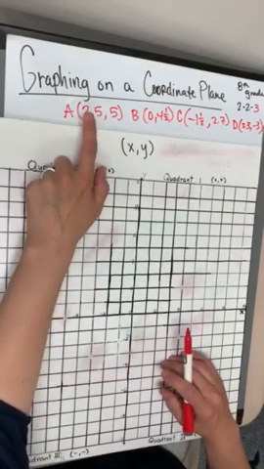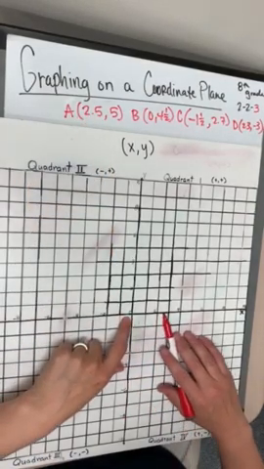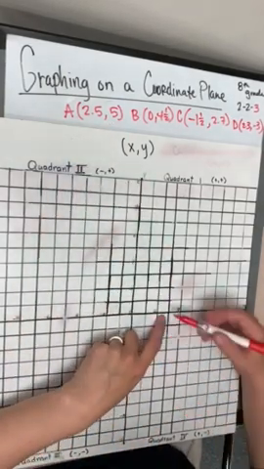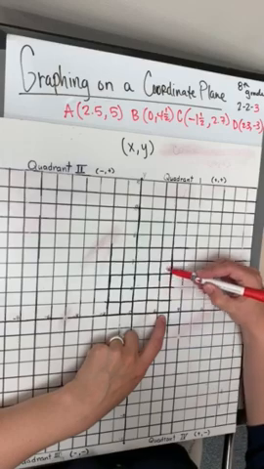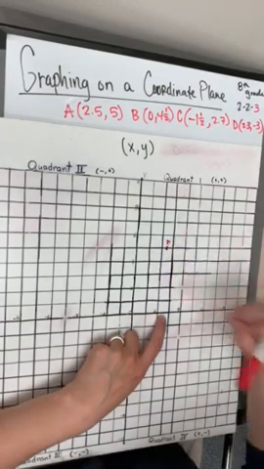So if we plot A, we know that it's positive, so positive 2.5 is going to be in between 2 and 3. And then we go up 5. So it's nice to be able to go 1, 2, 3, 4, 5. That right there is A, and we've plotted it.